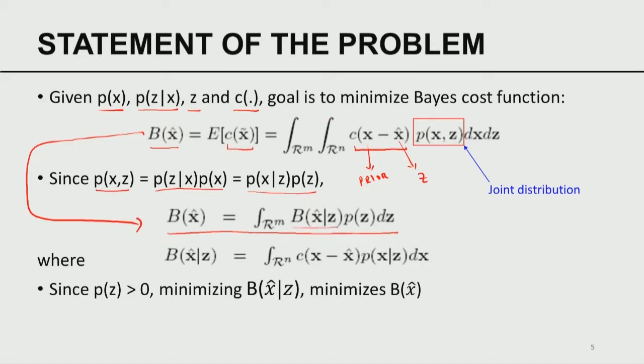I can absorb one of the integrations in another quantity which is called the Bayesian cost associated with the estimate given the observation. Please recall the estimate is a function of the observation. So I can rewrite this as P of x given z times P of z. Then I can associate this P of x given z with this. So this integral with respect to x, which is the internal integral, I am going to denote by B x hat given z. And then if I plug this in here, I get a new form. Therefore, B x hat has this particular form, and this form is very useful, and this is one of the forms that we are going to concentrate on.